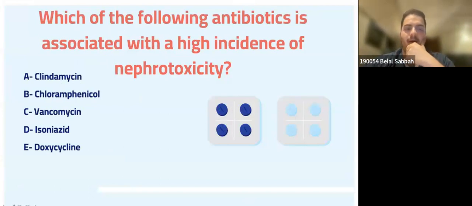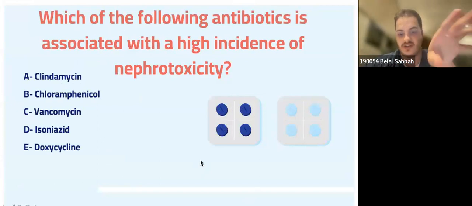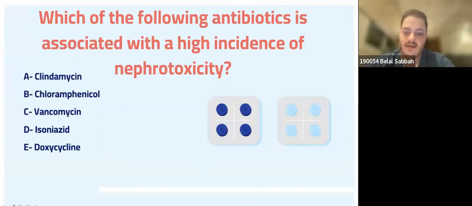So which of the following antibiotics is associated with a high incidence of nephrotoxicity? Also, guys, if you see any words in the actual question that you don't understand, feel free to ask. Okay. Some of you are saying C, vancomycin. All right, so everyone thinks it's C. Yes, it is C. It's vancomycin.